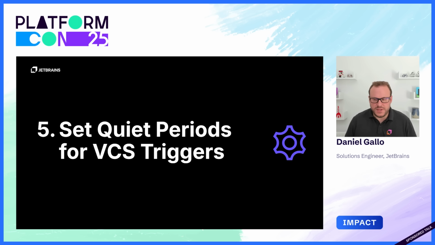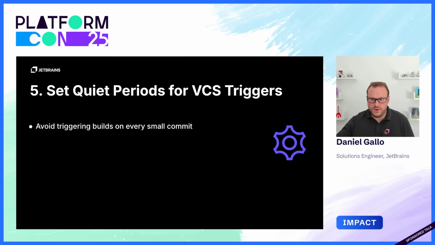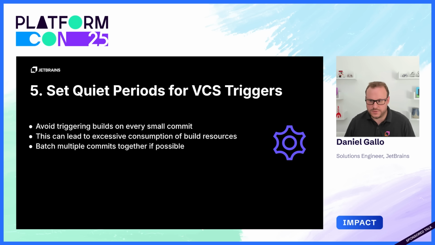Point number 5 is setting quiet periods for your VCS triggers, or your version control triggers. When a developer makes a commit, typically you run a new build in your CI. But you might want to consider avoiding triggering a build on every small commit and perhaps combine them together under a single build, because this can lead to excessive consumption of resources and therefore increased costs.